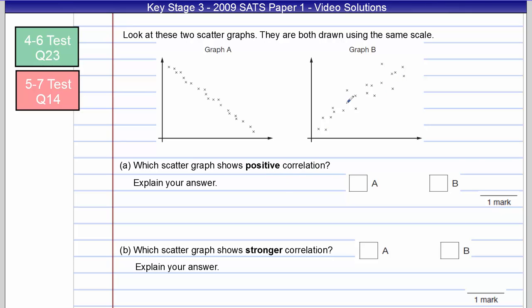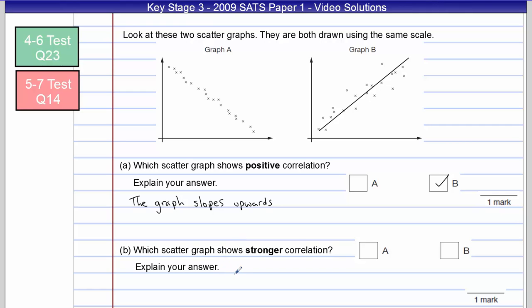So you would expect to see a graph where if you drew a line of best fit like this, it slopes upwards. So I'm going to tick graph B shows positive correlation, and I'm going to put because the graph slopes upwards.